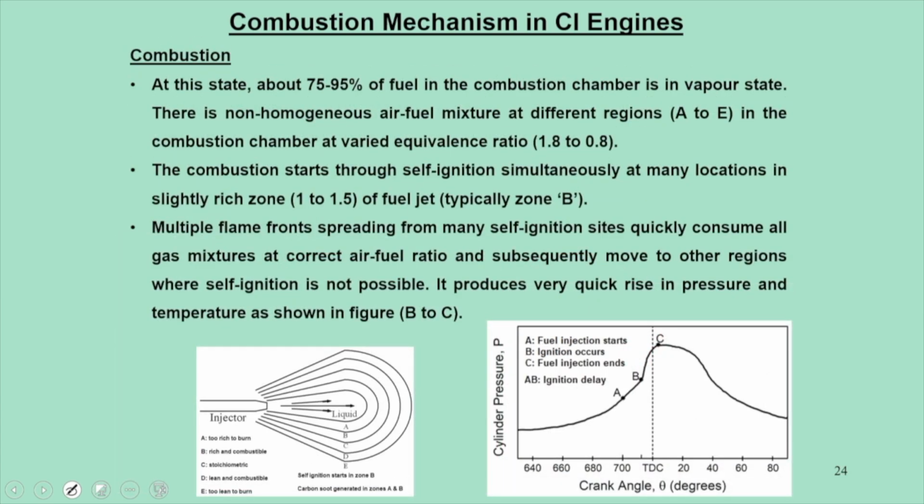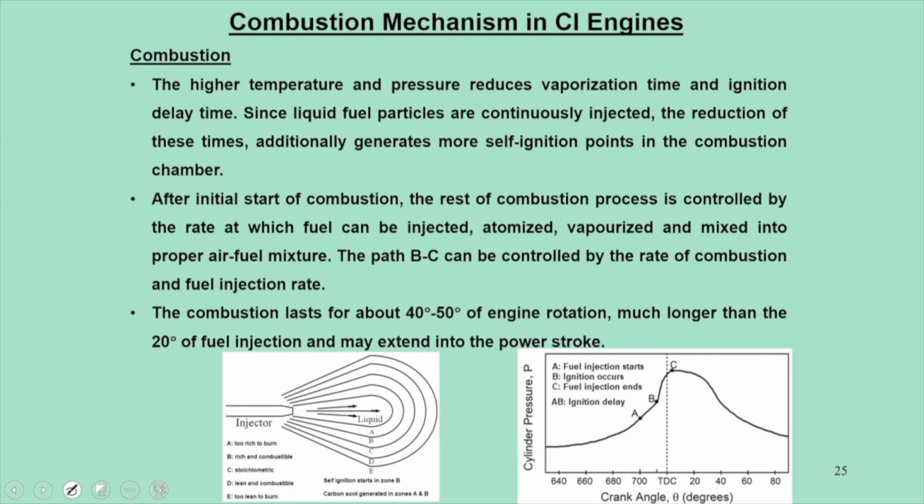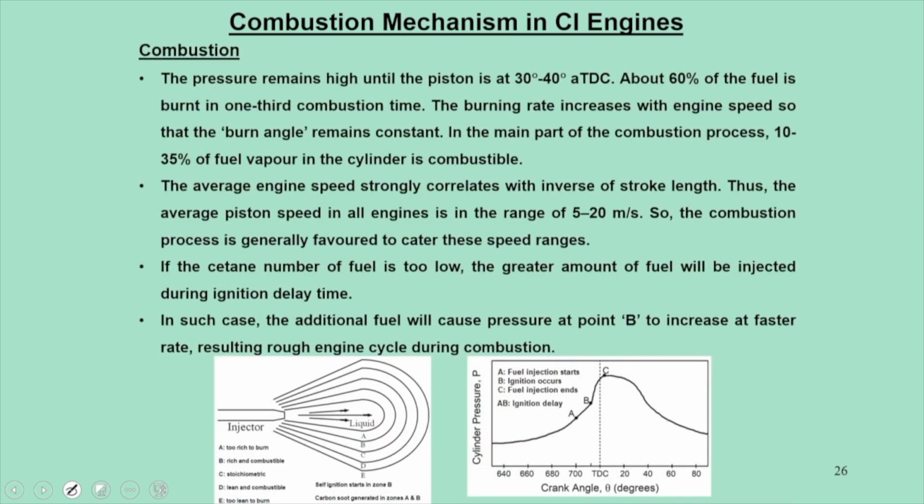So this is the same thing: the fuel ignition simultaneously starts in the fuel-rich zone, and typically that is zone B. Then there is the combustion zone, which is a zone between points B and C, and typically this is the combustion zone period. And normally when this combustion initiates, the average piston speed in the cylinder is in the range of 5 to 20 meters per second.